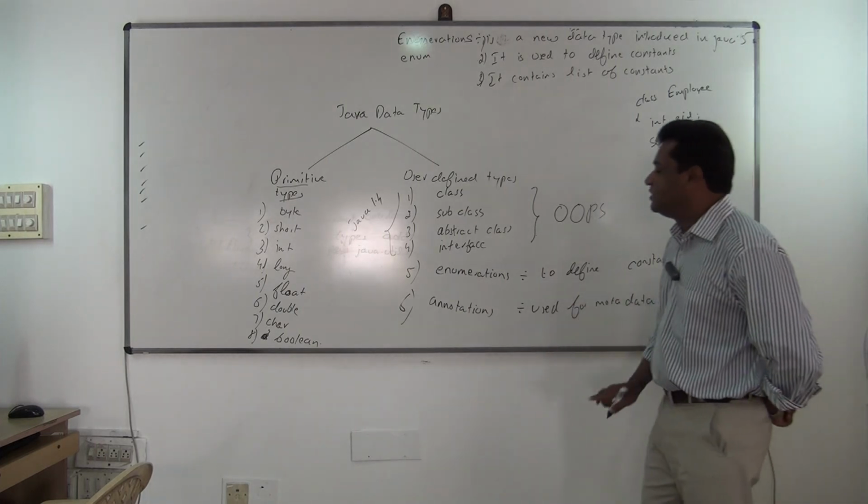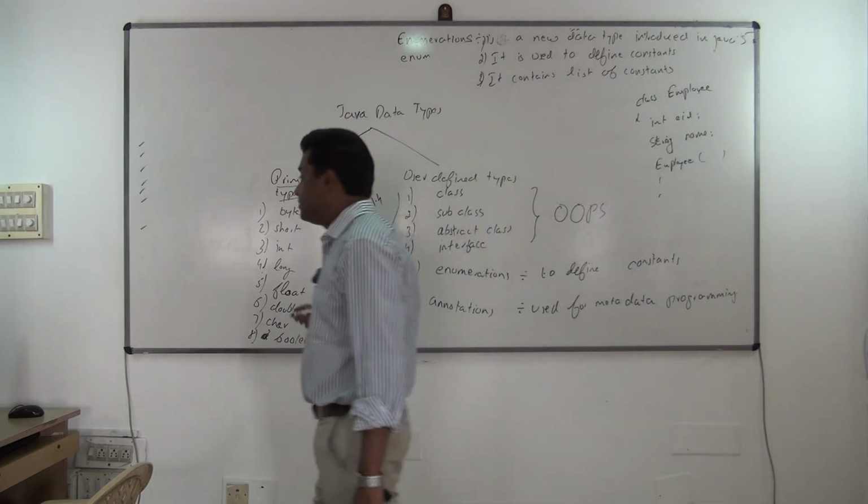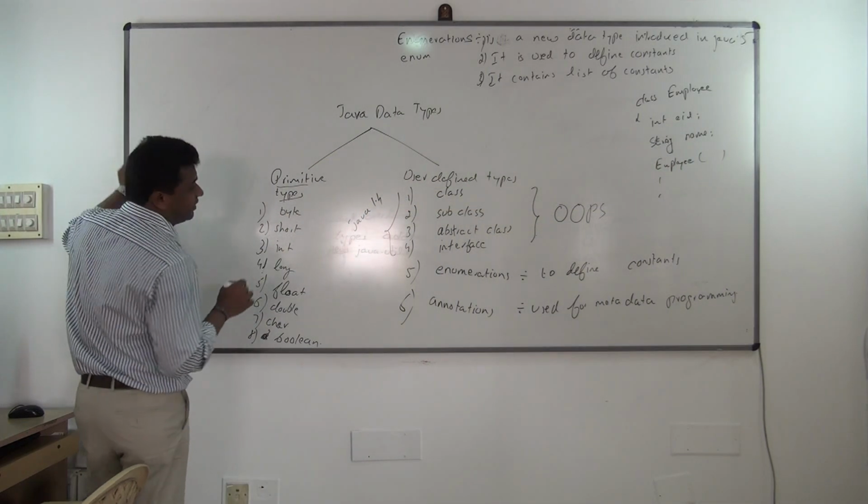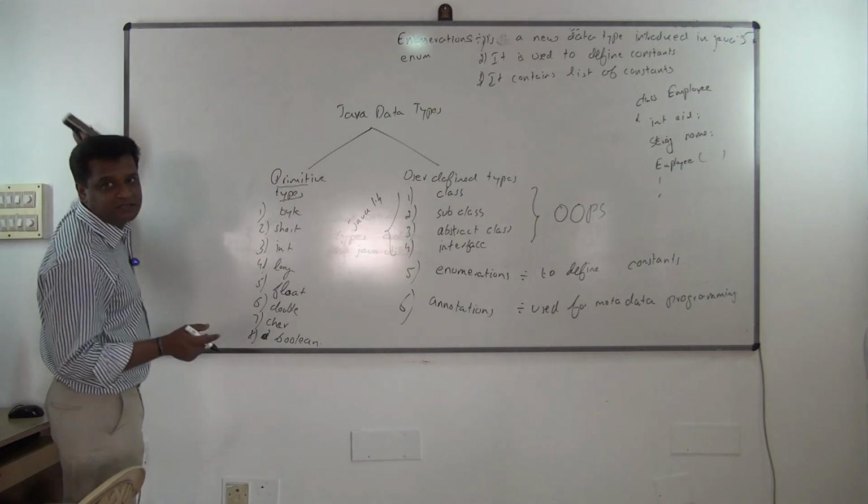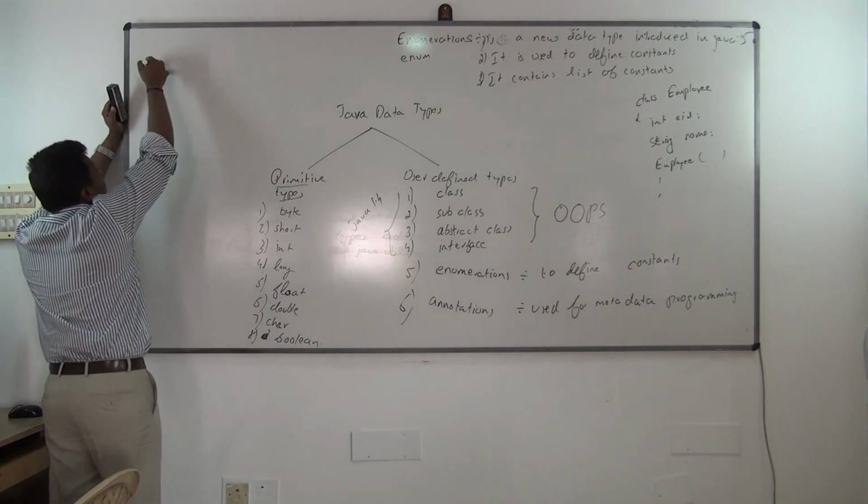So these annotations we'll see later. First I'll go with enumerations now. So enumerations, yes, that's a new data type now. And it is used for what now? The simple reason is for defining constants.